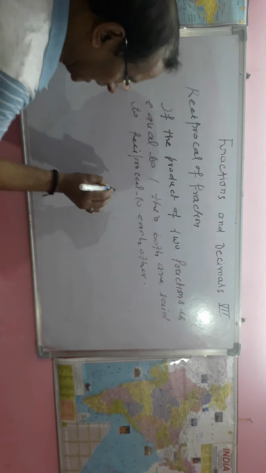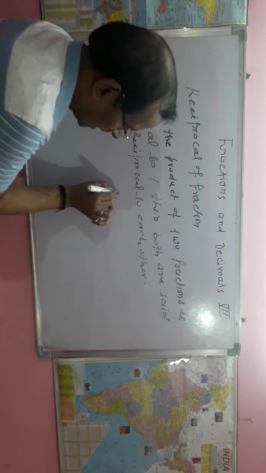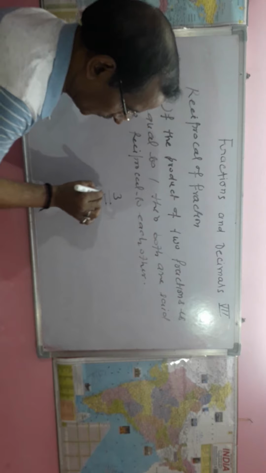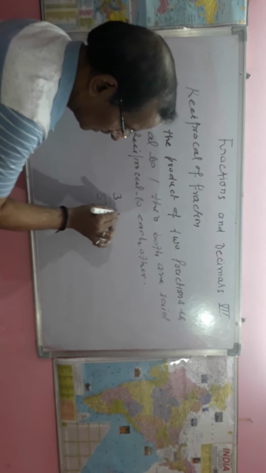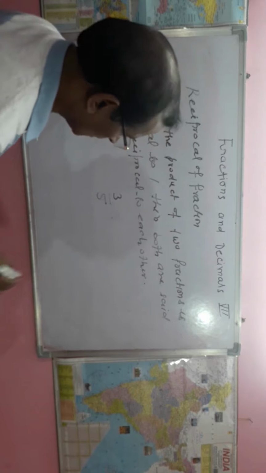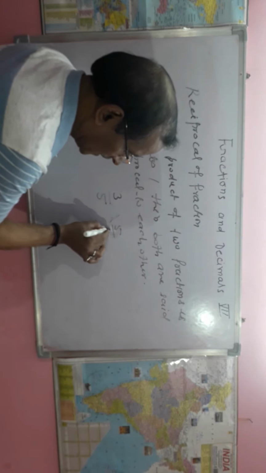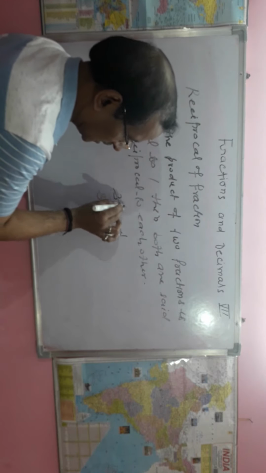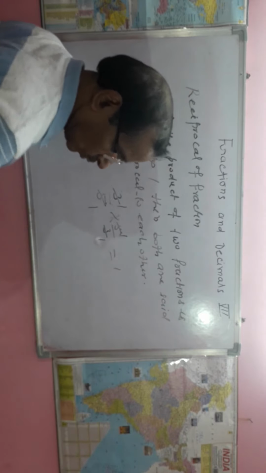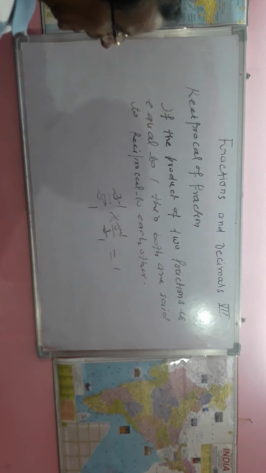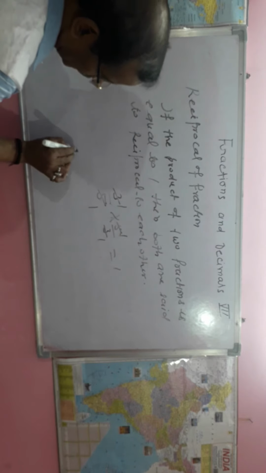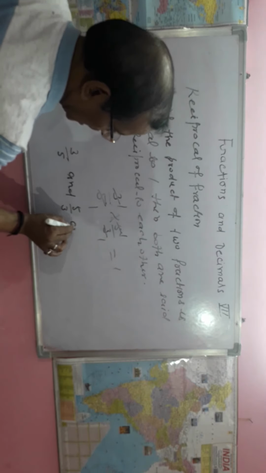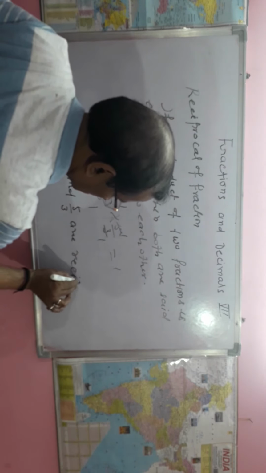Like that, if we multiply 3 upon 5 by another fraction 5 upon 3, then 5 divided by 5 we get 1, 3 divided by 3 we get 1, so the product is equal to 1. Then 3 upon 5 and 5 upon 3 are reciprocal to each other.